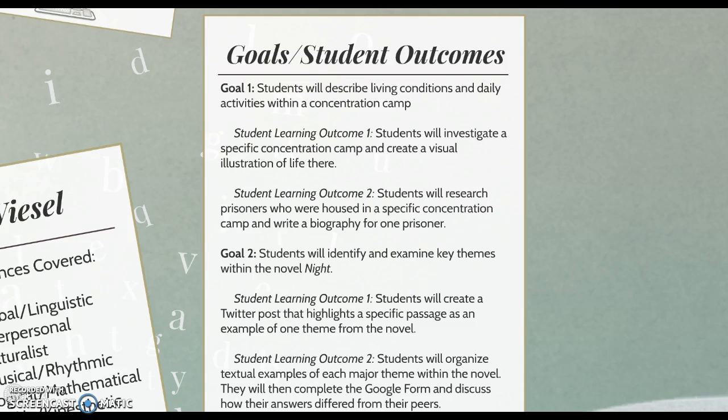The second goal for this unit is that students will identify and examine key themes within the novel Night. The student learning outcomes for this goal are that students will create a Twitter post that highlights specific passages as an example of one theme from the novel, and that students will organize textual examples of each major theme within the novel. They will then complete the Google form and discuss how their answers differed from their peers.